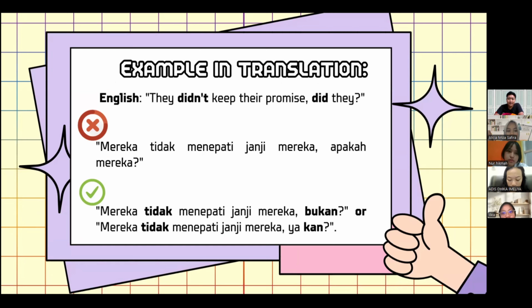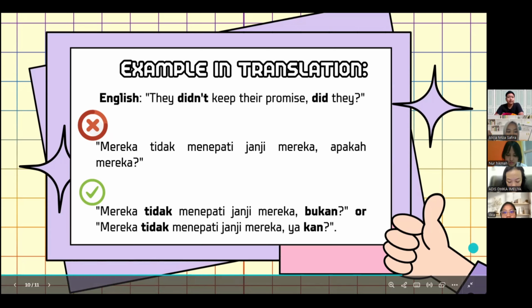So in English, we have: they didn't keep their promise, did they? In Indonesian translation, it goes like mereka tidak menepati janji mereka. Apakah mereka tidak? It's not like that. So the translation in Indonesian has to be mereka tidak menepati janji mereka, bukan? Or we can say it as mereka tidak menepati janji mereka, ya kan? Like that.